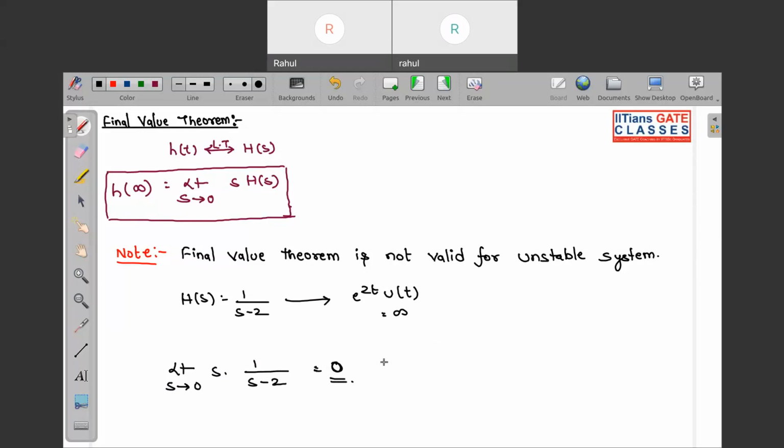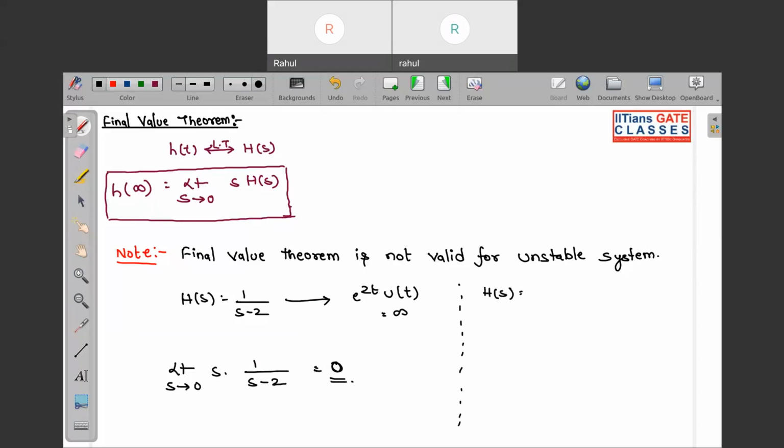So always, whenever you get questions on the final value theorem, please just check once whether all your poles are lying in the left-hand side of your S-plane.